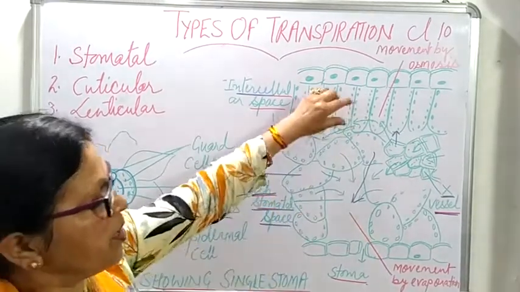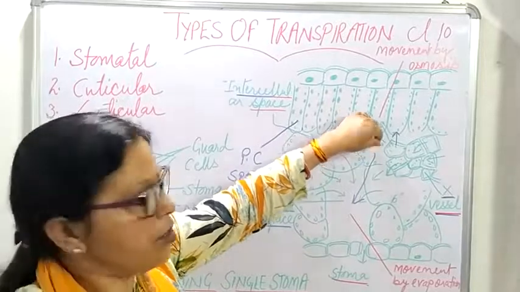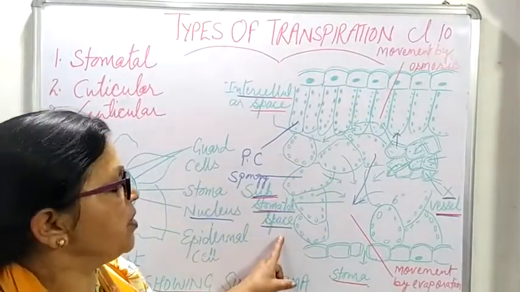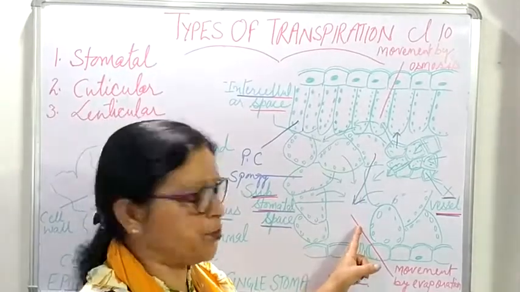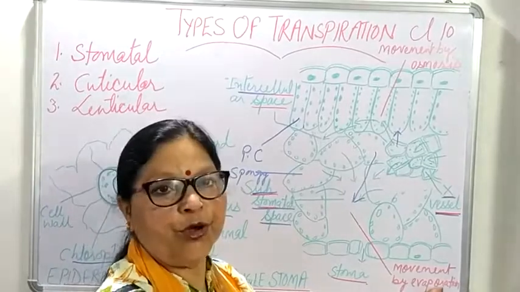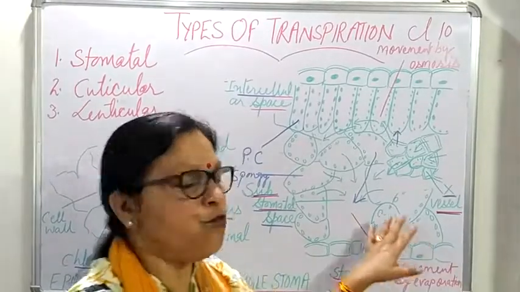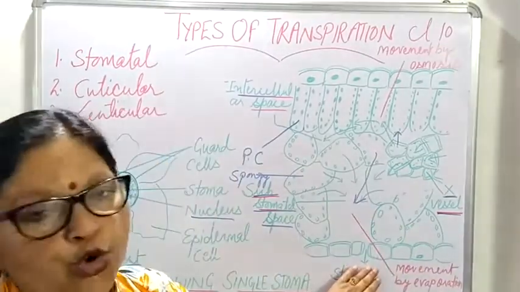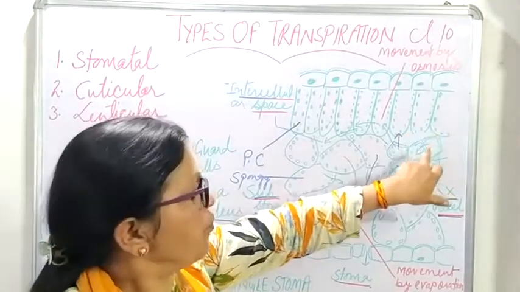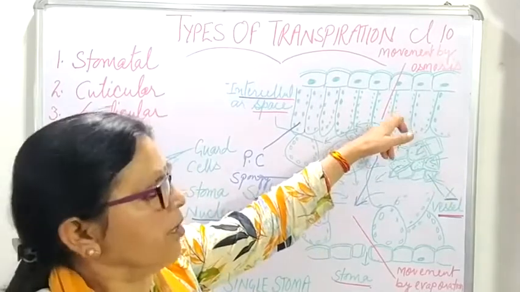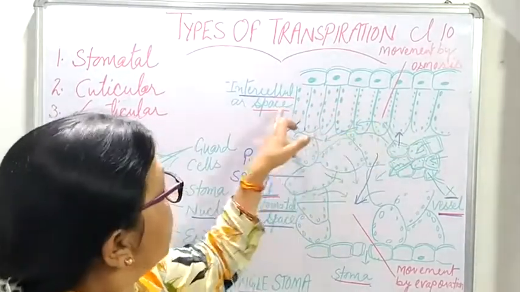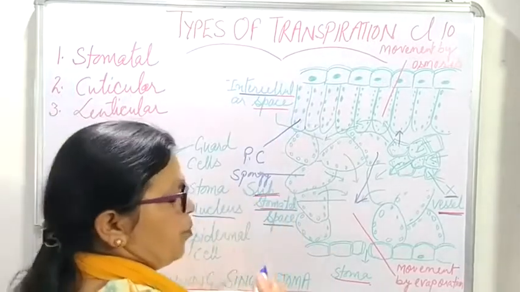So when there is saturation, this water vapor will move into the substomatal space, and from that substomatal space it will move out by evaporation or by the process of diffusion. It will move out through the stoma. So first the water will be taken into the xylem vessel. From the xylem vessel it will be taken by osmosis as well as by imbibition. It will be taken into the palisade cells as well as into the spongy cells.